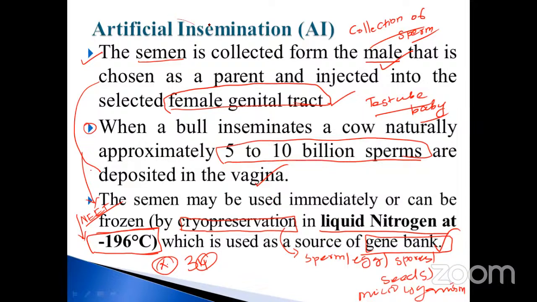Artificial insemination is nothing but the collection of sperm from the male. The second one is that it can be stored using the cryopreservation technique with the help of a chemical substance called liquid nitrogen, at minus 196 degrees Celsius. Mostly it is used for the gene bank. This is very, very important.